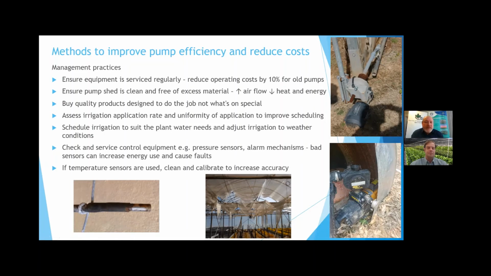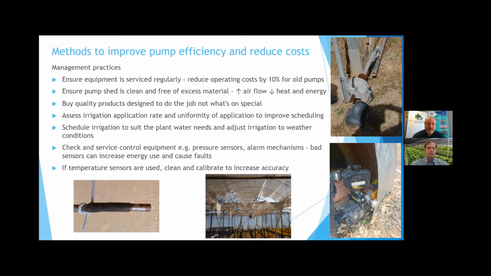Now you need to assess the application rates. So you need to assess the application rate and the uniformity of application to ensure it meets the needs of your crop and there are no overly wet or dry areas. Not only can water use be reduced, but operating costs as well if the irrigation system applies water uniformly. Also, it is easier to schedule multiple irrigations if the irrigation system is uniform and efficient.